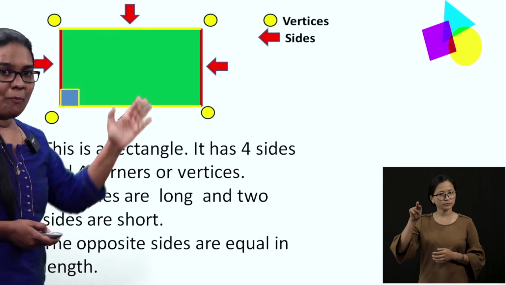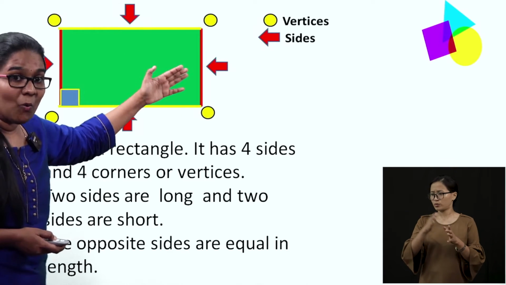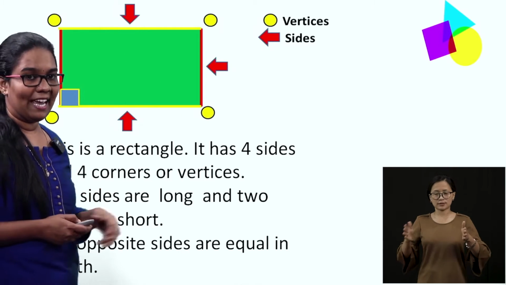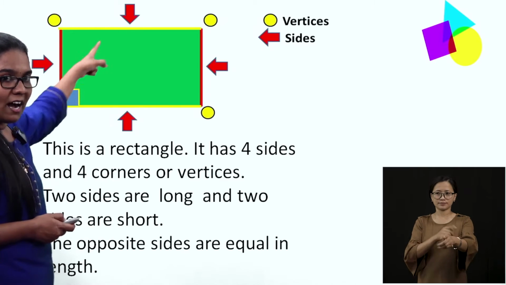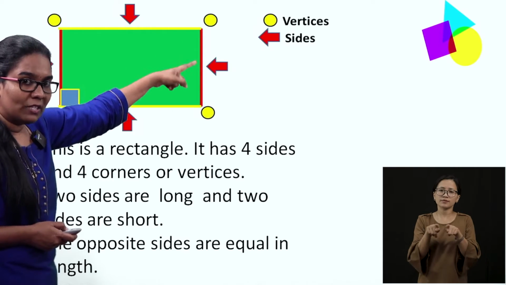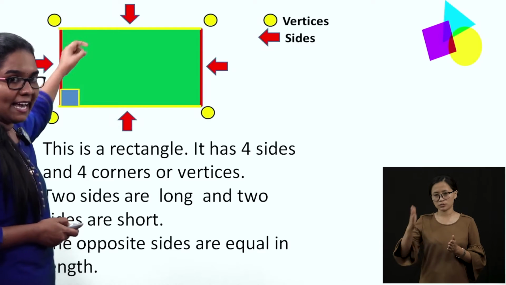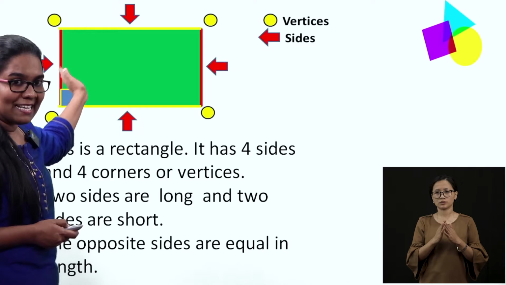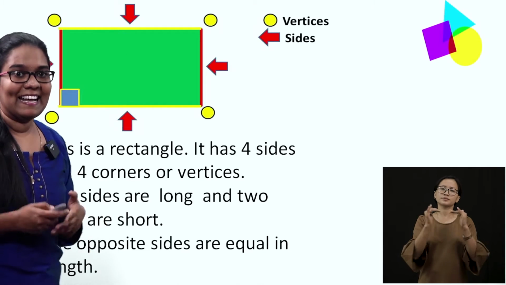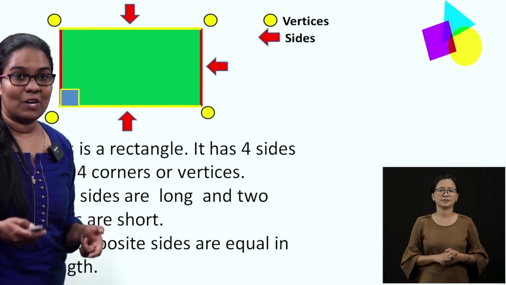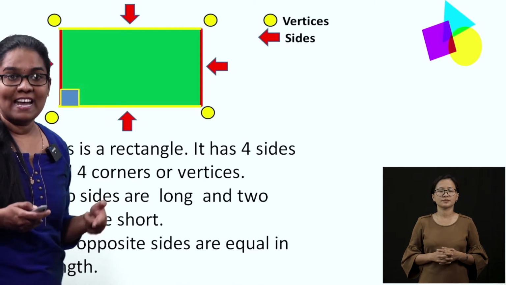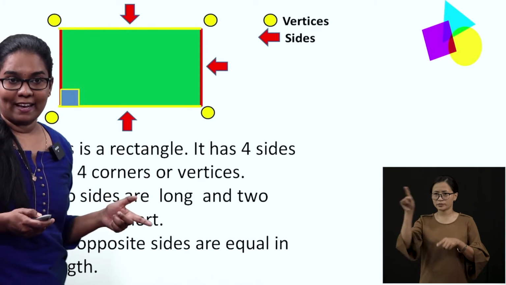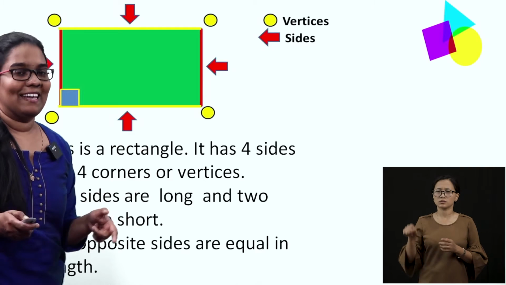That means the opposite sides are equal in length. These 2 sides are the same, and these 2 sides are the same. Opposite sides are equal in length in the case of a rectangle. In the case of a square, all sides are equal.